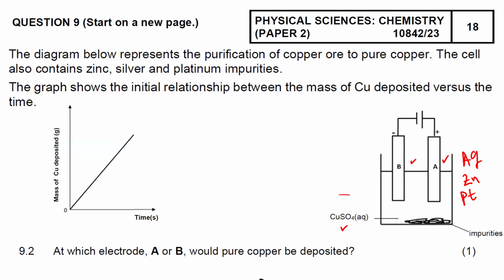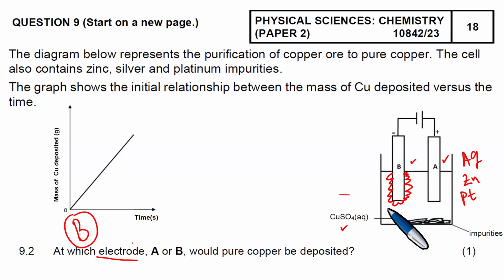So obviously, I'm going to help you with this one. At this pointer, it's going to be electrode B that pure copper is deposited. It is on this electrode that you're going to have pure copper being deposited. So when this reaction takes place, you will see a buildup of copper attached to this particular electrode. We call these electrodes.